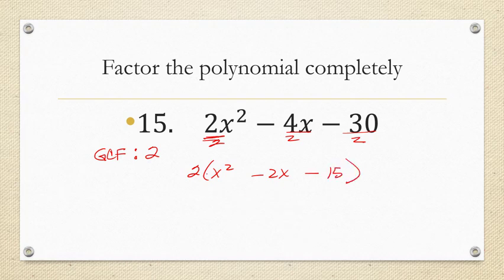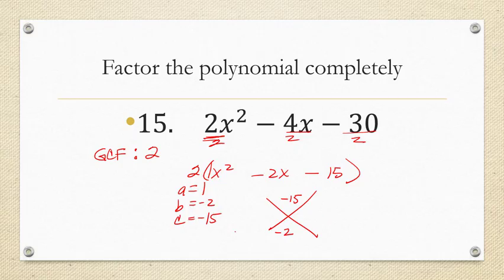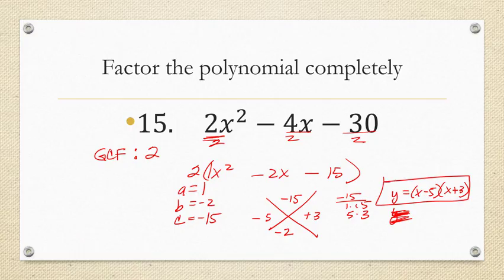Okay, now from there, set this 2 aside and choose your new A, B, and C. A is going to be 1, B is going to be negative 2, C is negative 15. Then do your x, negative 15. This will just keep your numbers lower by getting the GCF out of there. So for negative 15, our numbers are 1 and 15, and 5 and 3. So it's going to be negative 5 and a positive 3. So we're going to do y equals x minus 5 and x plus 3. So there is your factored form.